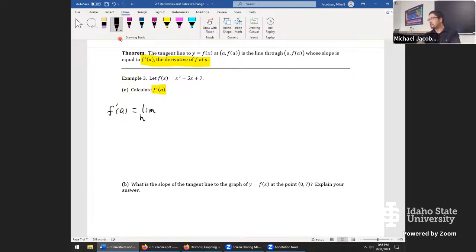Always limit as h goes to 0 of f of x plus h minus f of x divided by h. So that's the quantity we need to calculate. Like before, let's break this down. I'll first work out f at x plus h. Let's do it on the right-hand side. Next, we'll do f of x and then work from there.